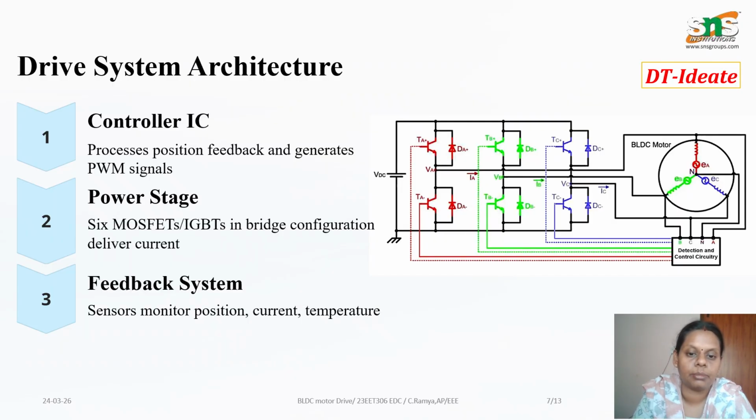Next is the BLDC drive system, which consists of three main parts. The controller processes the feedback signals and generates the PWM switching signals. The power stage, which includes a six-switch bridge inverter of MOSFETs or IGBTs, supplies the current to the motor. Then we have the feedback system, which uses sensors to monitor the position, current, as well as the temperature, and together these components ensure precise and efficient motor operation.